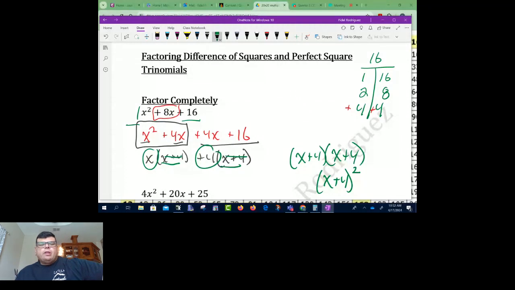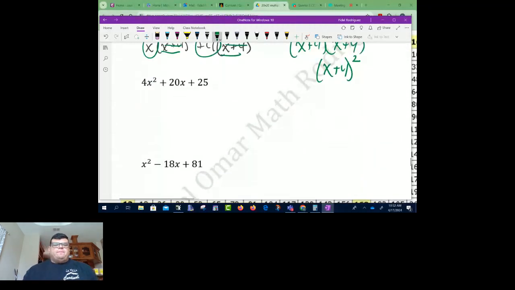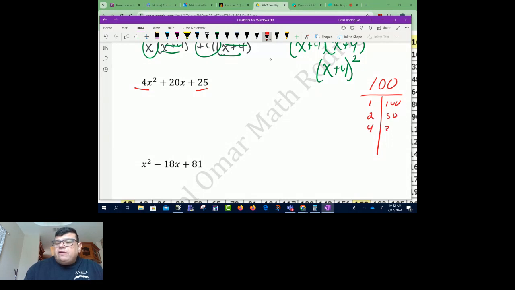Okay, y'all, I'm going to do the same thing for this next one. Again, I'm going to go through my process. I'm going to take my first number times my last number: 4 times 25 is 100. Okay, 100 is bigger though. So look, we got 1 and 100, 2 and 50, 4 and 25, and 5 and 20. Those are all the numbers that I know. Oh, and 10 and 10, right? That multiply to 100. We're looking for the pair that is going to add up to 20. Boom, there they are.